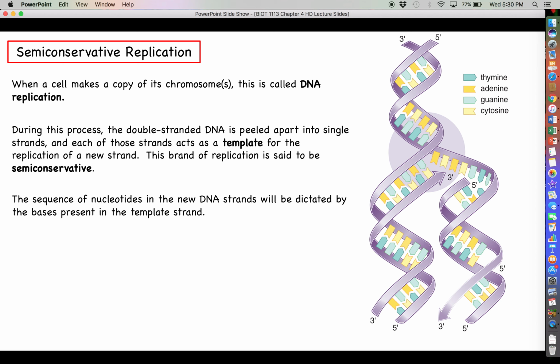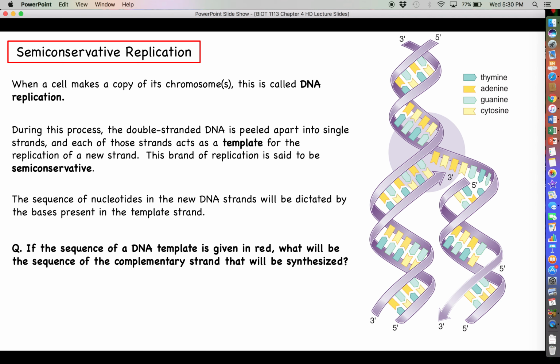So like I said, the sequence of nucleotides in the new DNA that we're going to be synthesizing is going to be dictated by what bases are present in the template strand. So let's get a little bit of practice with this. Here's the question. If the sequence of a DNA template is given in red here, what is going to be the sequence of the complementary strand that will be synthesized?